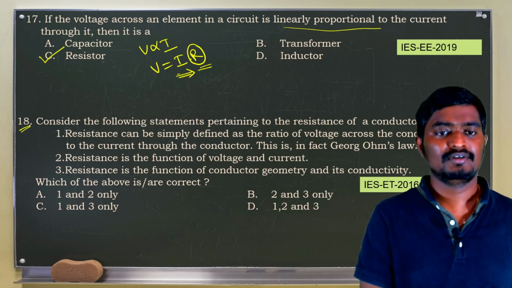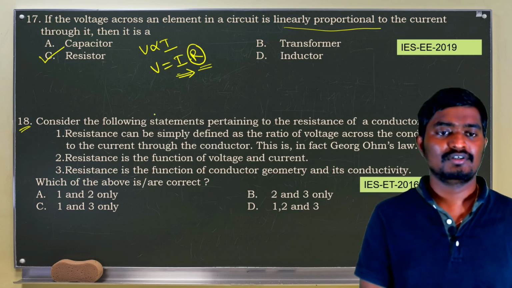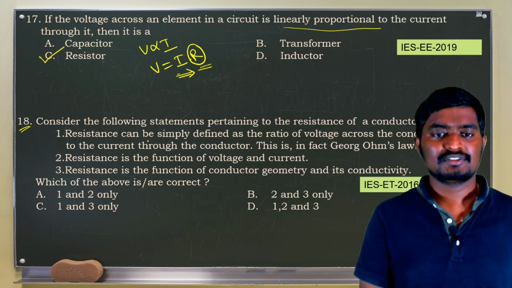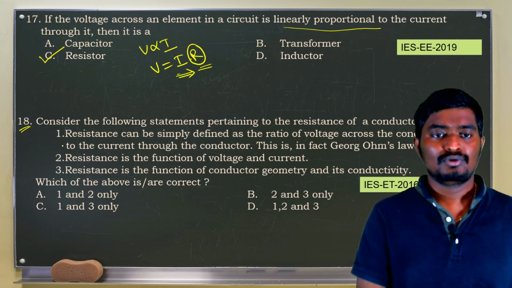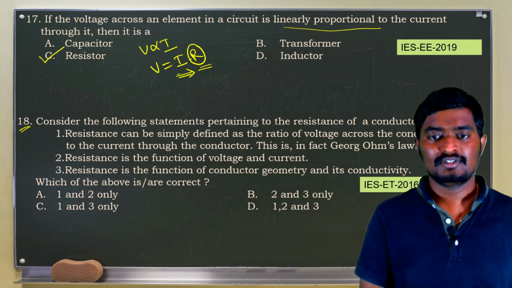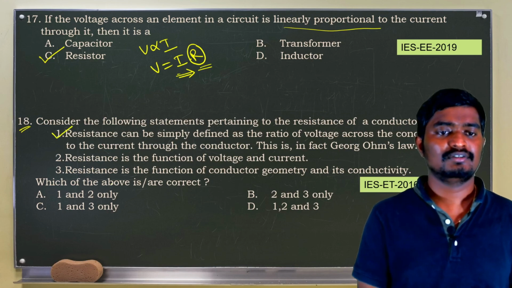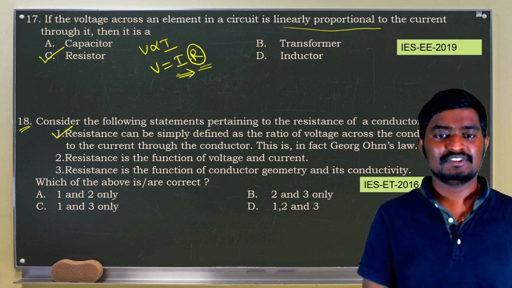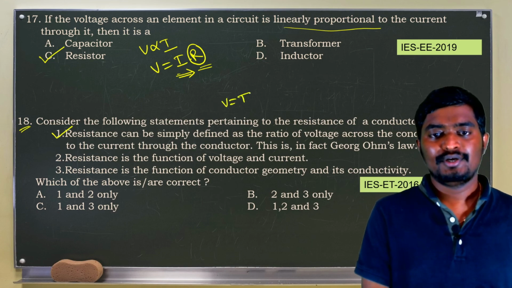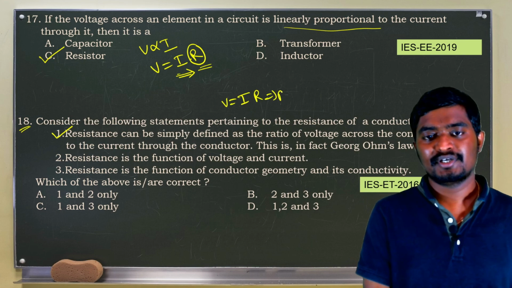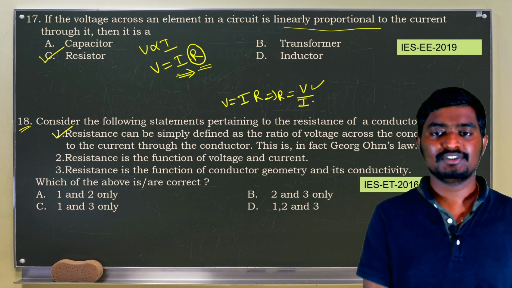Question number 18. Consider the following statements pertaining to the resistance of a conductor. Statement number 1. Resistance can be simply defined as the ratio of voltage across the conductor to the current flowing through the conductor. This is Ohm's law. Statement number 1 is correct. Statement number 2. Resistance is a function of voltage and current. We know V equal to I into R. R can be written as V by I. This resistance is a function of voltage and current.